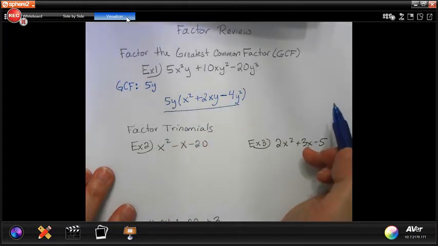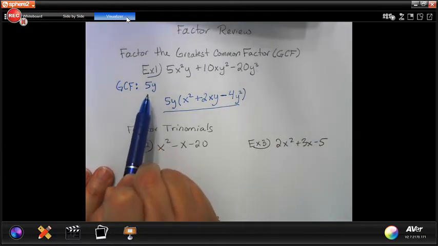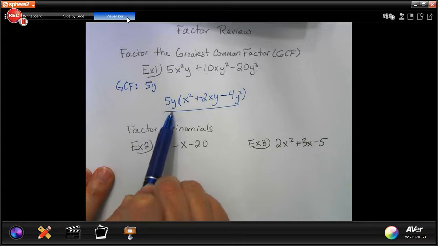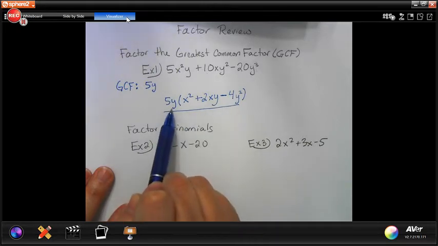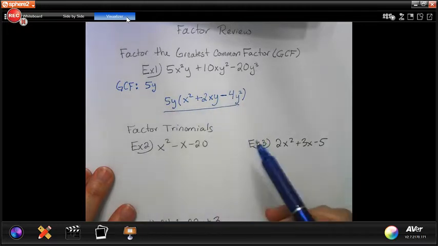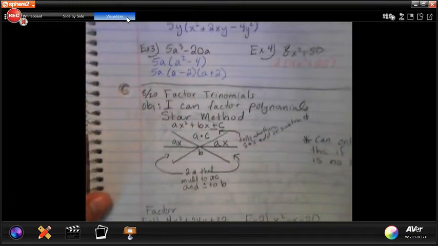So on the assignment, it's going to ask you what the greatest common factor is, and then it's going to ask you for the factored form, the fully factored form, which means the greatest common factor is part of that answer, times whatever is left when you take it out. Okay? Factoring trinomials, Mrs. Cortez and I taught you what we call the star method.